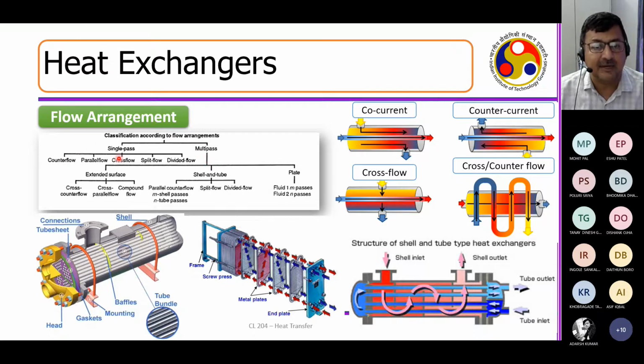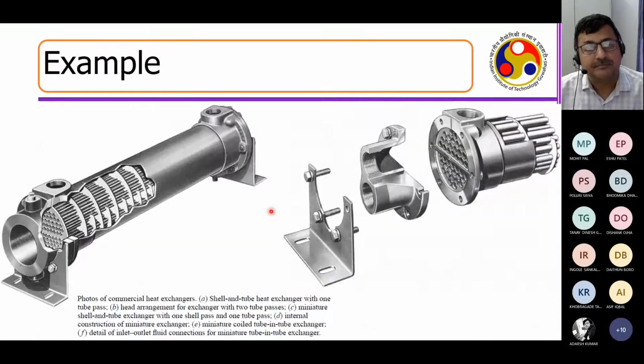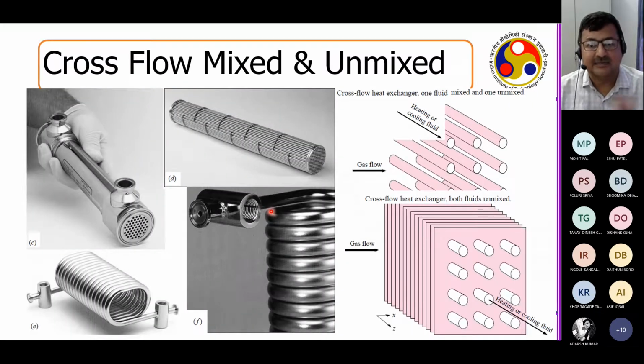And single pass, counter flow, parallel flow, cross flow, split flow, divided flow. Multi-pass, you have got extended surface, shell and tube, and plate. So these are the typical. So this is a multi-pass heat exchanger. It's a plate type heat exchanger, and this is the most modern heat exchanger that is available across the globe. Right, so this we have already discussed. How does it look like? Different arrangements, just look at it. These are the different examples.